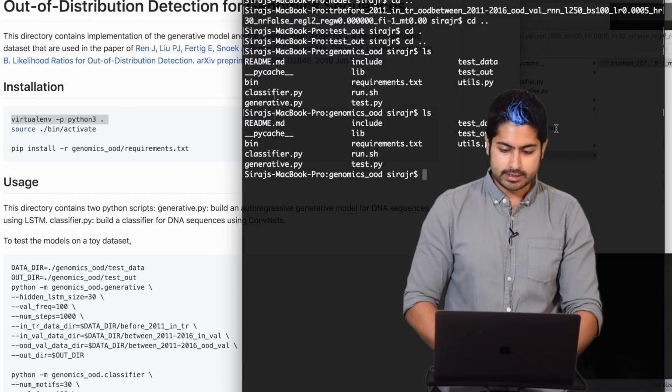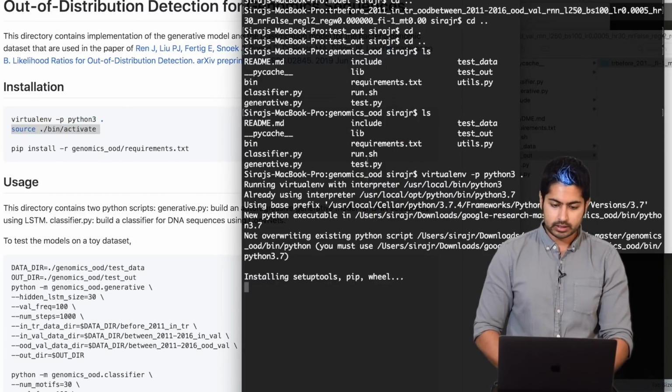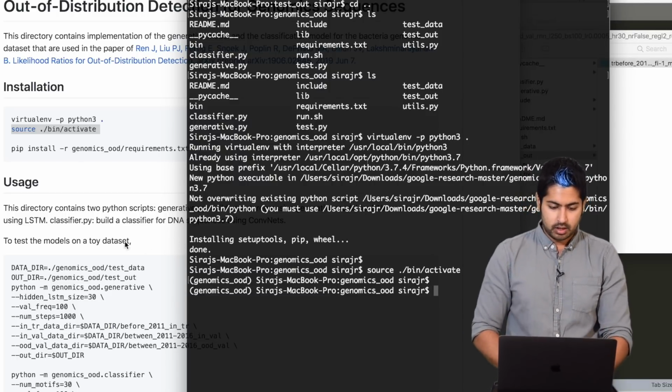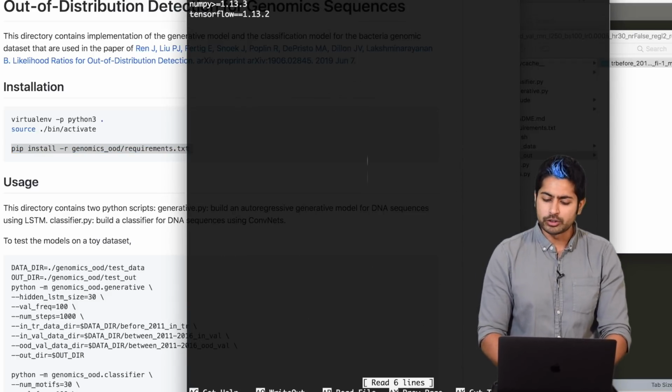Now we're going to install it as they say. So we'll say virtualenv, Python 3, source activate. It's going to set up all the tools, pip, wheel, all that good stuff. Okay, we've activated, and now we're going to install the requirements. But let's also look at what those requirements are. We want to know what we're installing here.